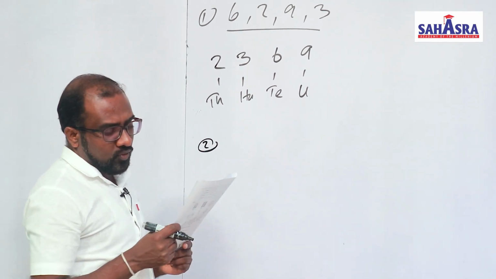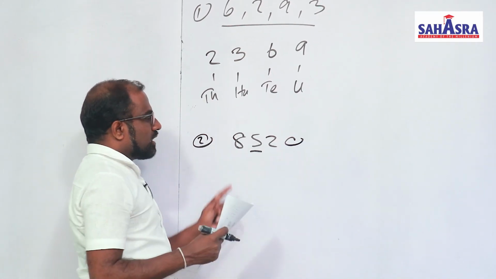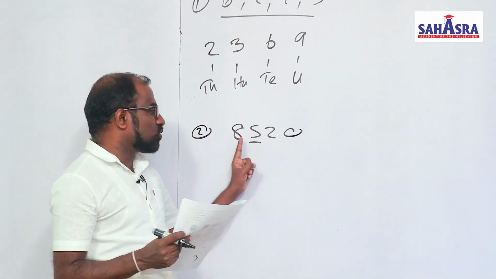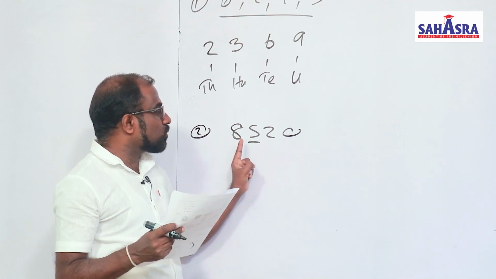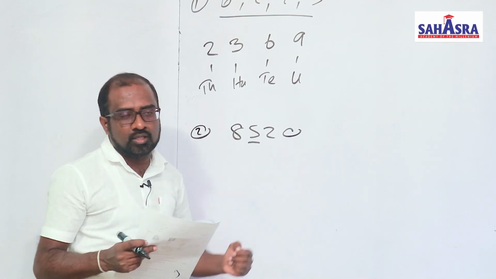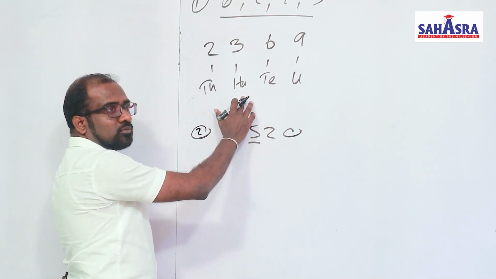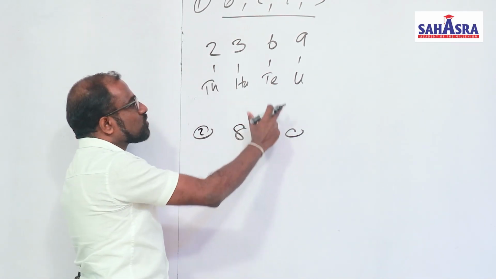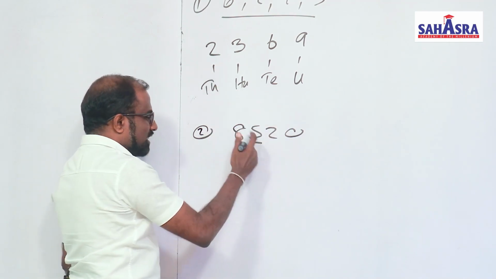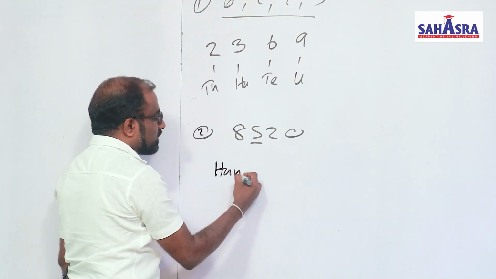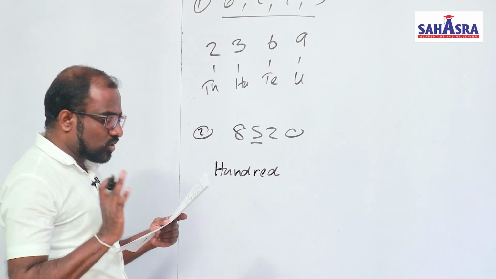The second question: what's the place value of 5 in 8520? The number given is 8520. You are asked the place value of this 5. Here also we have mentioned the place values. The third digit from the right is what? Units, tens, hundreds. So the place value of this 5 is 100. That's the only thing asked.